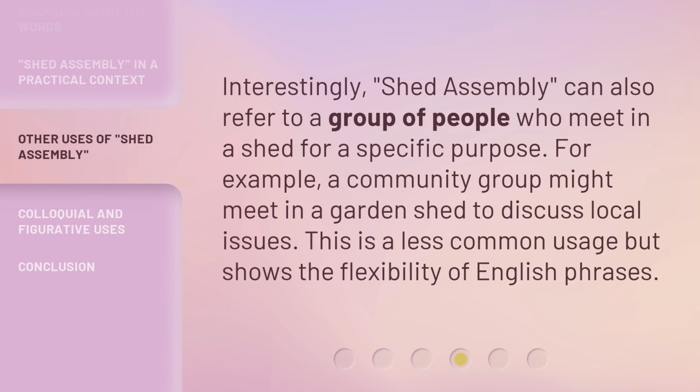Interestingly, shed assembly can also refer to a group of people who meet in a shed for a specific purpose. For example, a community group might meet in a garden shed to discuss local issues. This is a less common usage but shows the flexibility of English phrases.